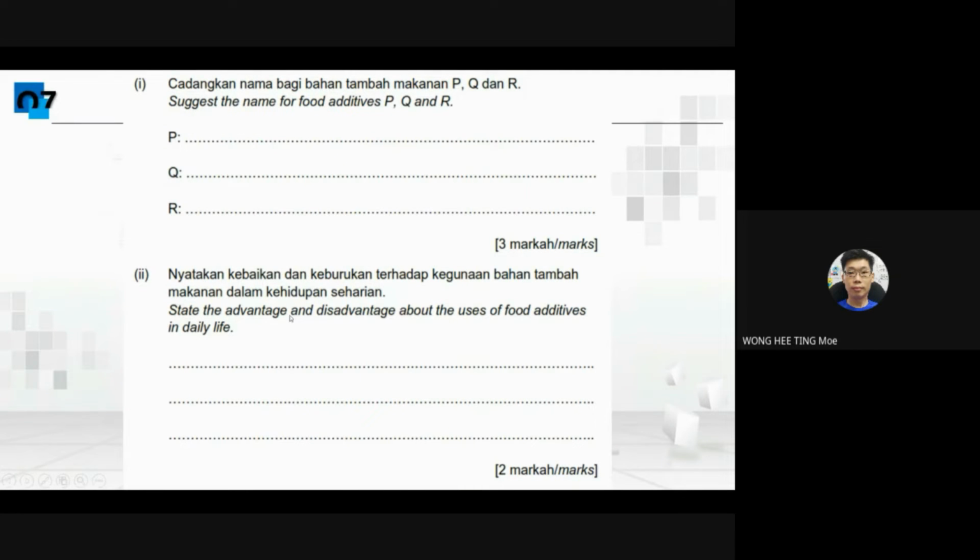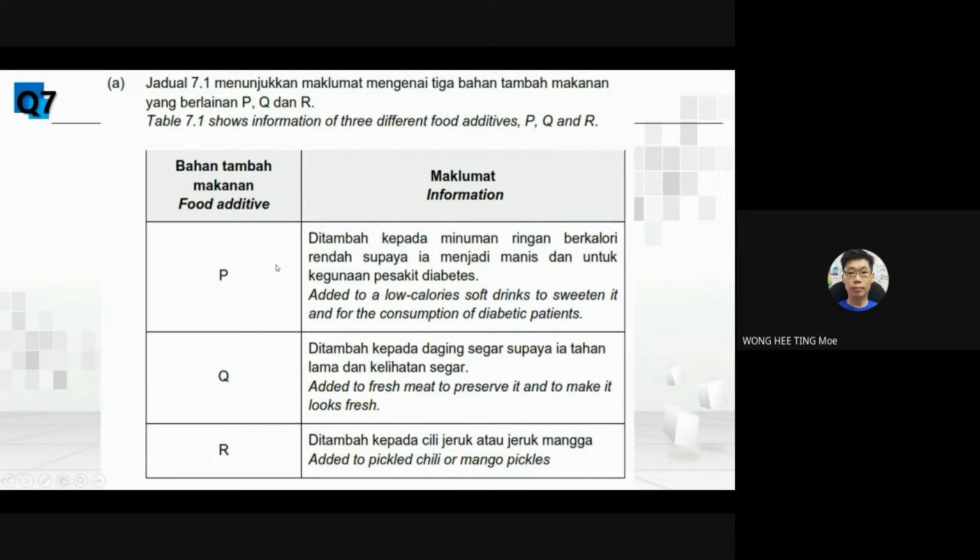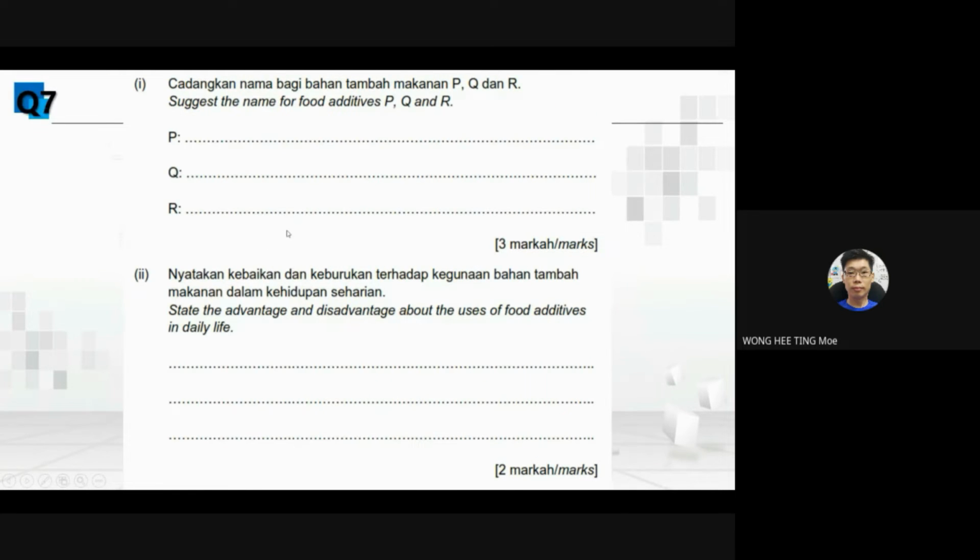So suggest the name for the food additives P, Q, and R. So what is the answer, class? Can we try this? So P, aspartame. Any other suggestion? Okay. Sorbitol. Okay. Aspartame. Stevia. Let me check. This one got PM and PI version. So any one of these. Okay, aspartame, sorbitol, or stevia.